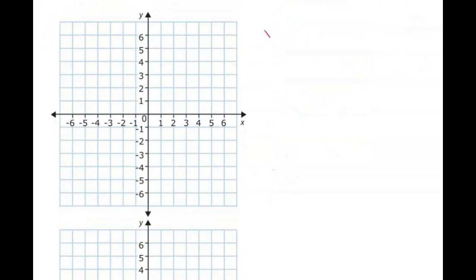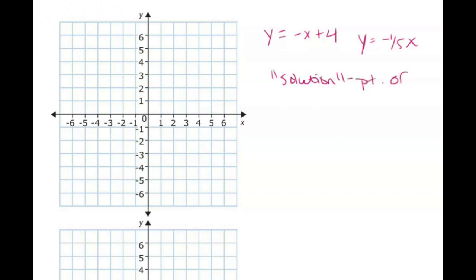What if I have y equals -x plus 4, and then y equals -1/5 x? I want to find the solution, all right? And the solution is our point of intersection. So we're looking for the point of intersection here. Well, both of our functions are already in y-intercept form. That makes us super happy, and so we can just jump in and get going.